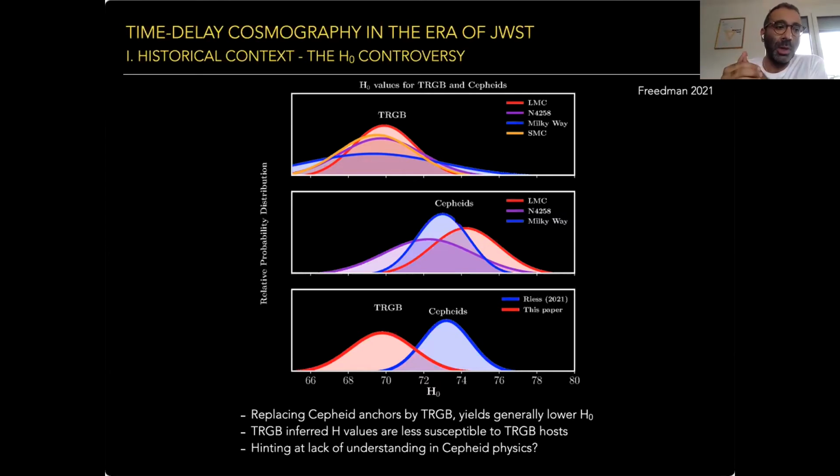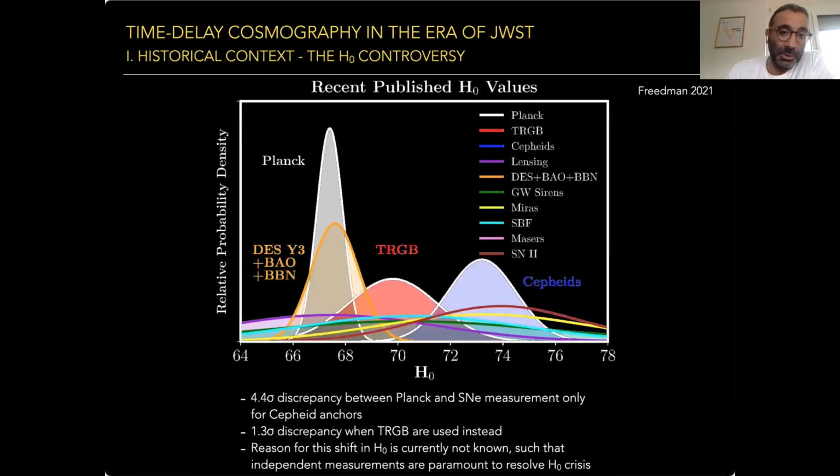But it just gives you a very powerful example of how much of an impact these systematic uncertainties, which we're trying to assess with improved data and improved modeling machineries, can have depending on which methods you use. And actually, if you now use the TRGBs, this 4.4 sigma discrepancy is no longer a 4.4 sigma discrepancy, but the TRGB-inferred H0 values only deviate from the CMB by 1.3 sigma.